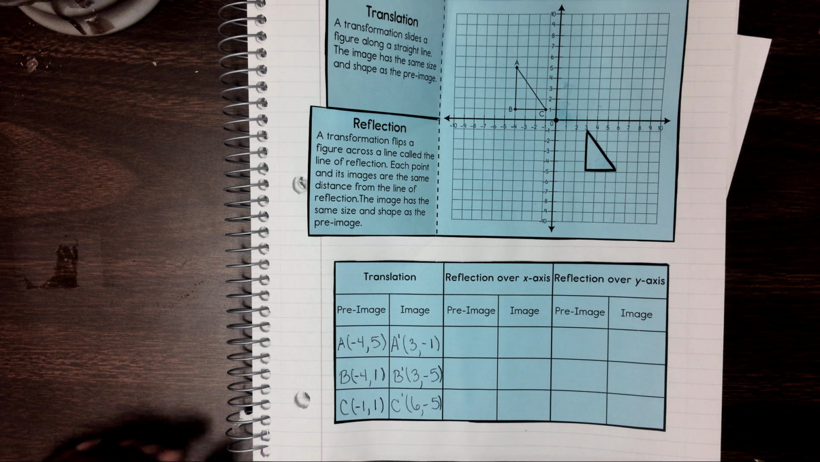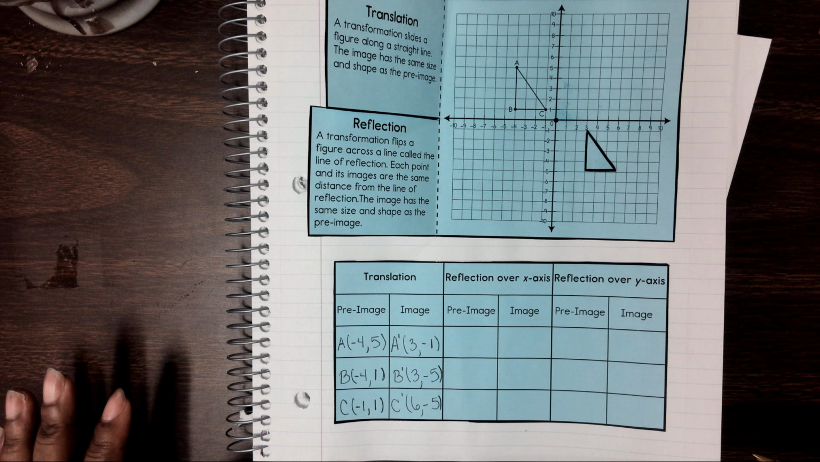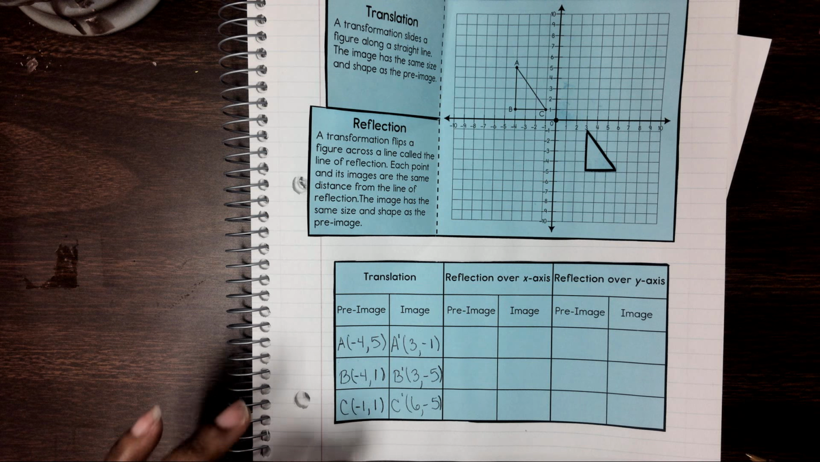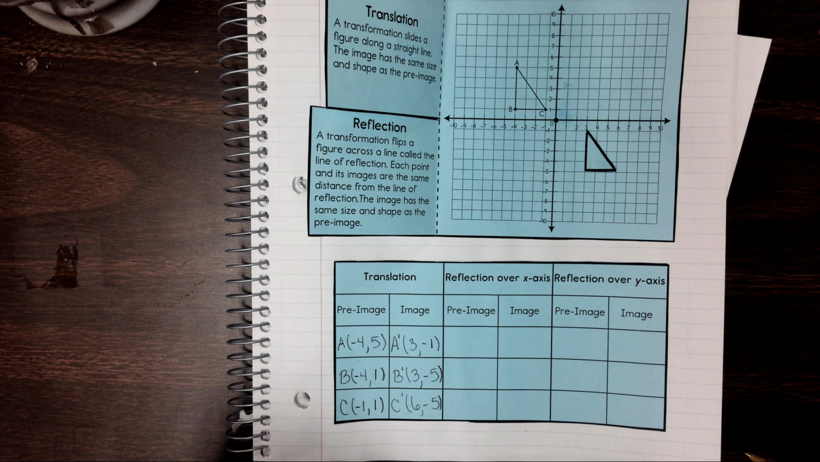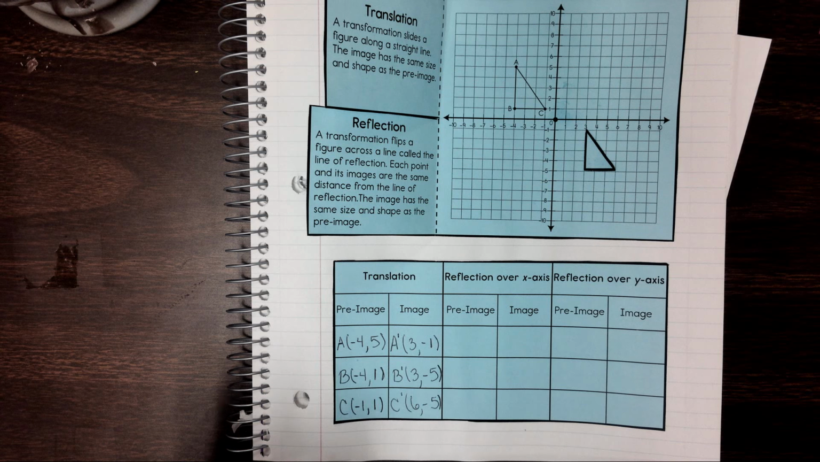And once again, if you need to pause it, if you need to rewind, take your time. Go at your own speed, okay? Make sure that you have all of this and you understand what is occurring at this current moment. Again, we just did a translation of right 7 units and down 6 units, okay?